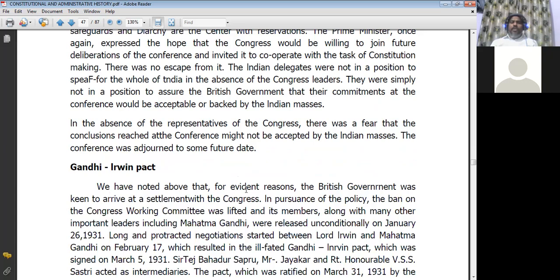In the absence of representatives of the Congress, there was a fear that the conclusions reached at the conference might not be accepted by the Indian masses. The conference was adjourned to some future date. In the meanwhile, the Gandhi-Irwin Pact took place.